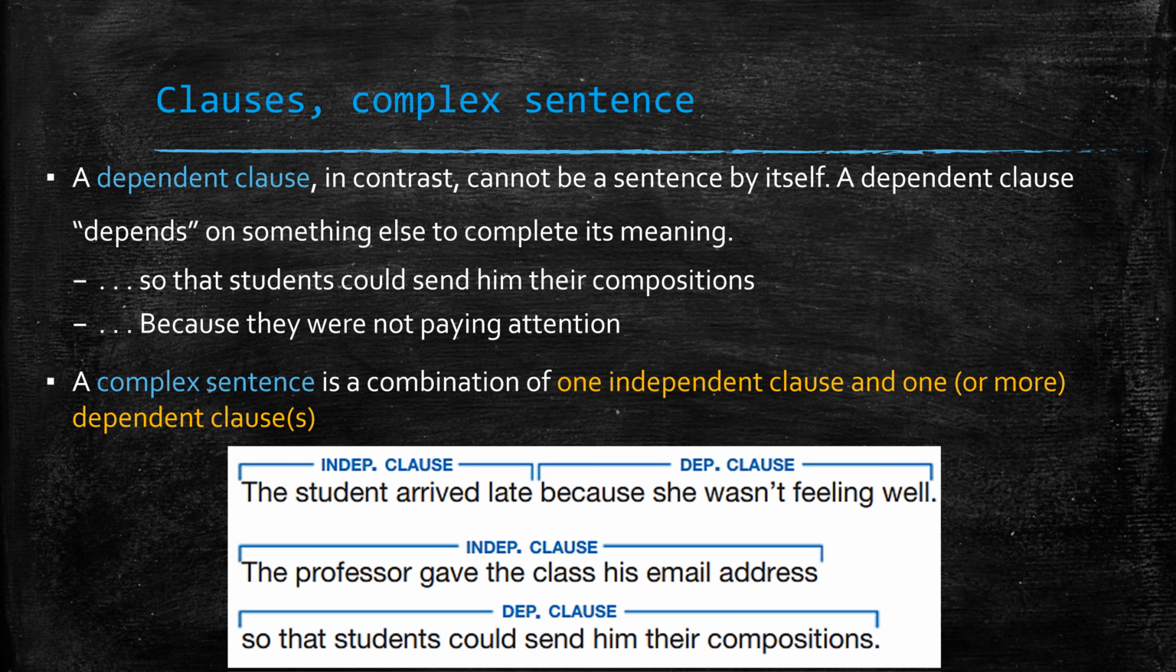The professor gave the class his email address. Well, it is an independent clause and complete. So that the students could send him their compositions. We have so, it is a dependent clause.